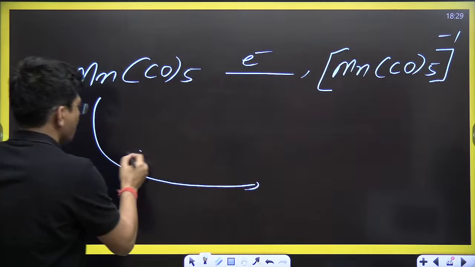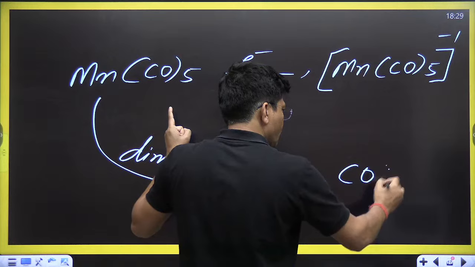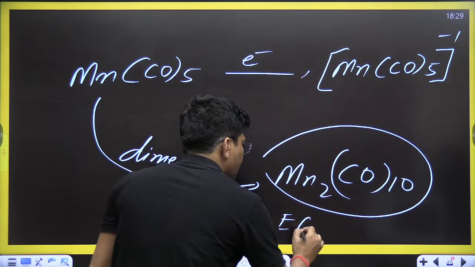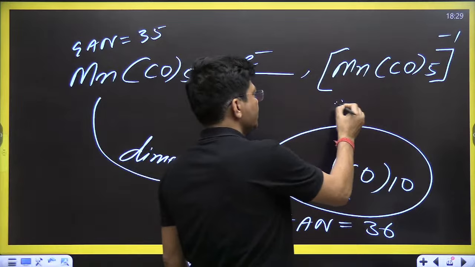Dimerize. Dimerize means it will become Mn2(CO)10. Now its effective atomic number will be 36. Now how many of you want to know? This is effective atomic number 35, just 35. Here the effective atomic number is 36. How to calculate? It's not cobalt, it is carbon monoxide.